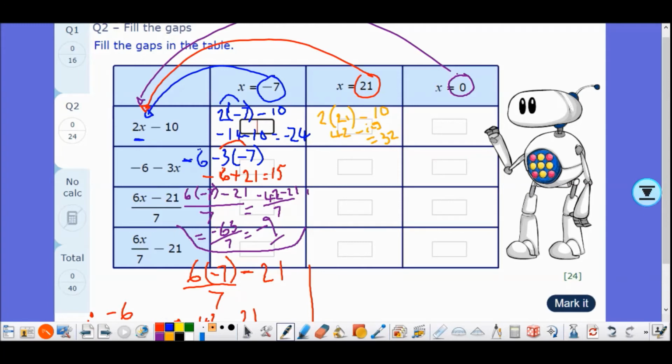Next one, minus 6 minus 3 lots of 21. So I've got to multiply the 3 and the 21. So minus 3 times 21 is going to give me minus 63. Okay, and if I take 63 away from negative 6, again I'm going further into the negatives, that's going to give me minus 69.